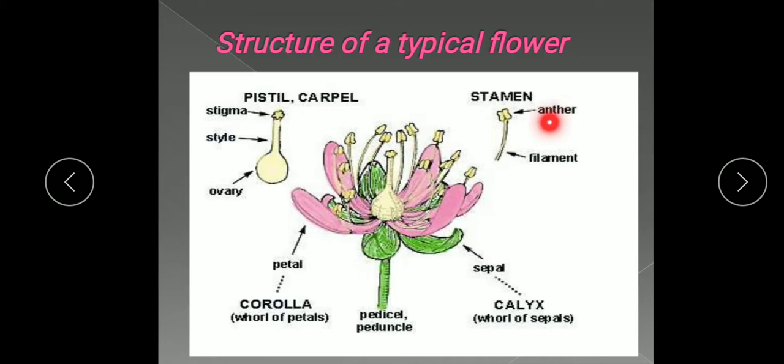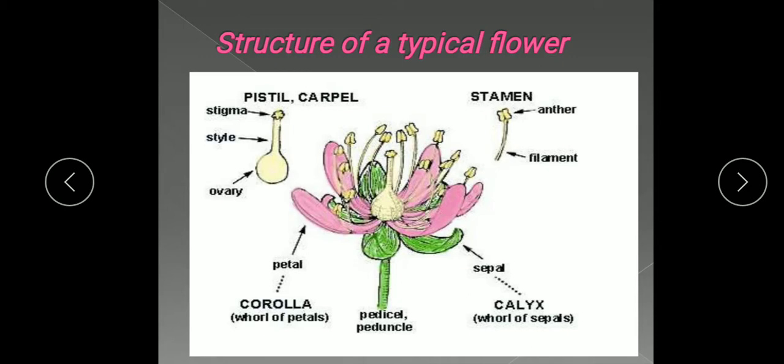The anther contains structures known as sporangia, or microsporangia. So four microsporangia are present in the anther, and in these microsporangia the male gametes are produced, which we call pollen grains. These pollen grains are known as microspores. So, understood? These are the new terms introduced to you.